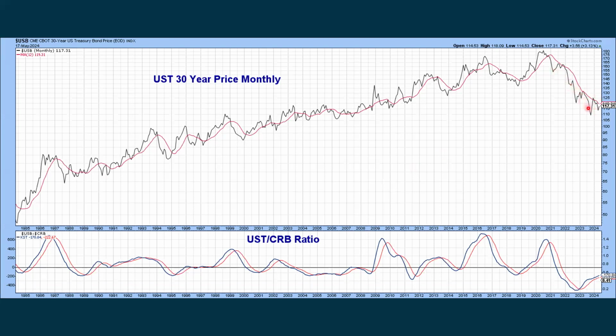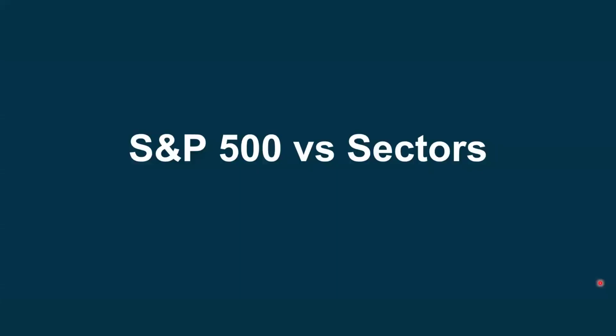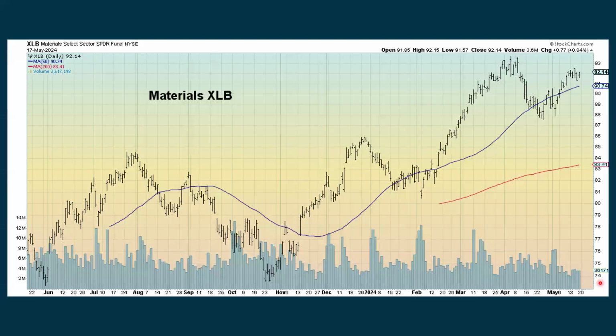It's below its moving average. And then we do a ratio between the 30-year ETF and the CRB commodities, showing that even though we've been in a decline, the price of the longer-term bond is still outperforming commodities. Then we look at different sectors. First we look at just the sector all by itself, and then we compare it with the S&P.